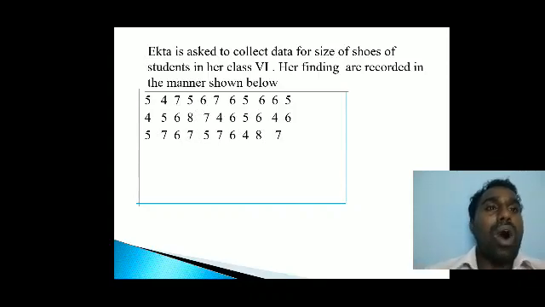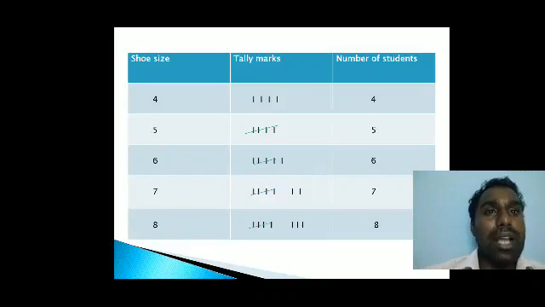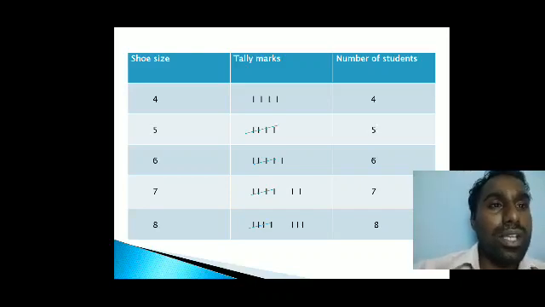Okay, so out of this they asked some questions, so we have to answer them. We put the tally marks in a table column, and after that we have to give the answer. Okay, the tally mark is first for shoe size 4. Who all have shoe size 4? That is 1 2 3 4. So that means the number of students is 4. So 4 students have shoe size 4.